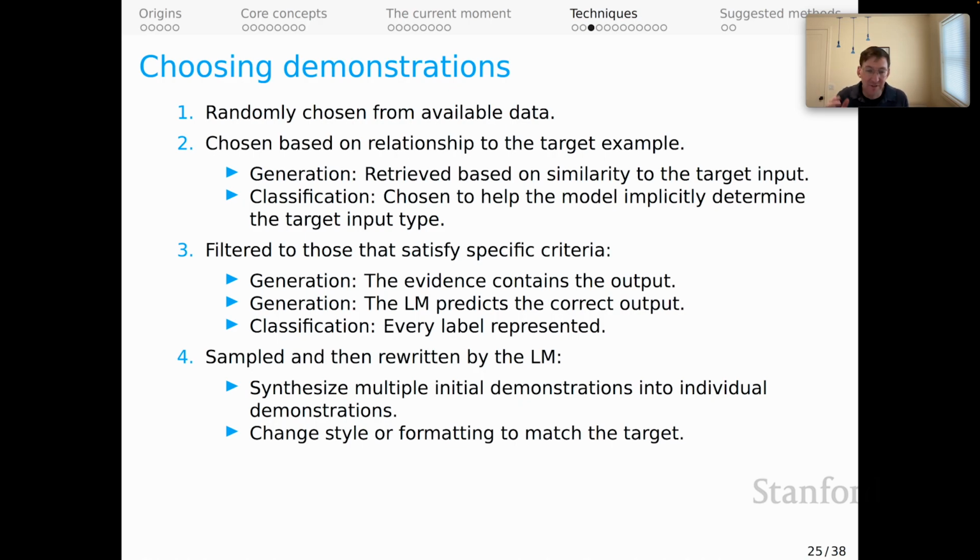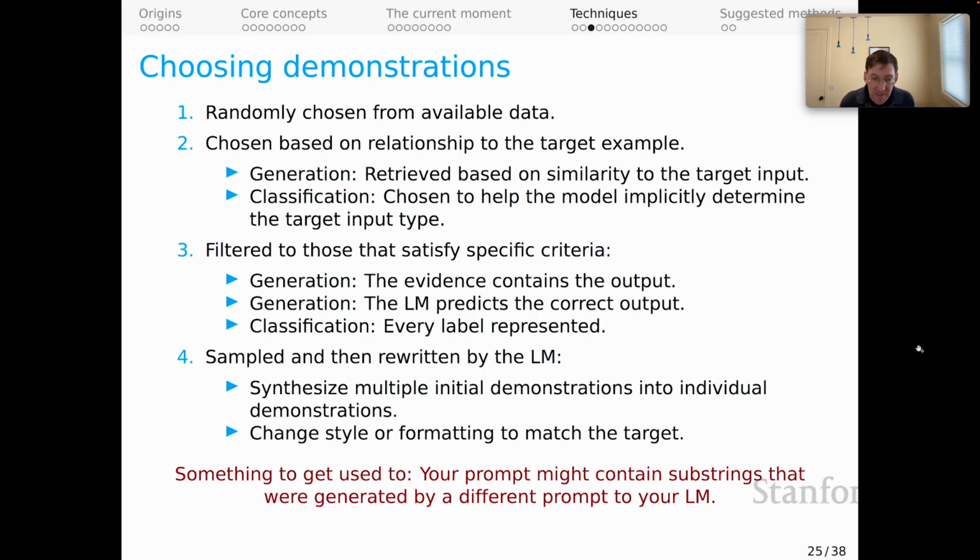For example, if it's really important to you to generate answers in the style of a pirate, it might be useful to have your language model actually rewrite the demonstrations in the style of a pirate, if it has that capability, to further guide it toward the intended behavior.